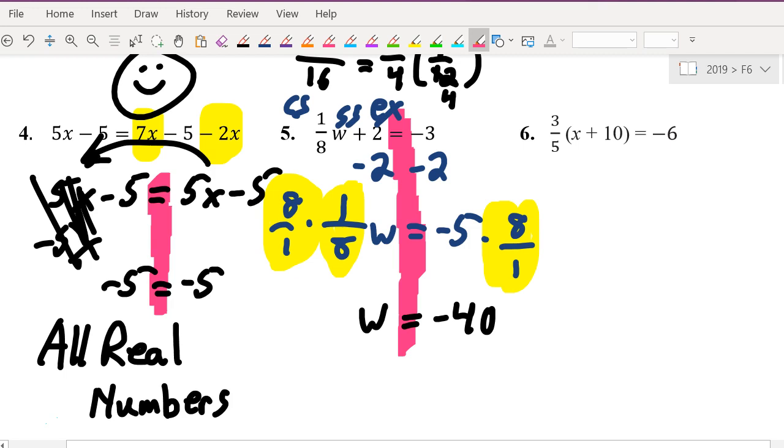Okay. So, anyways, now let's test our answer, shall we? We need to look at the very beginning, and instead of W, we put -40. So who wants to help me? Julia, help me out. Instead of the W, we're going to put in -40. We need to test our answer. Okay, so 1/8, very good, times -40. That's this original problem here.